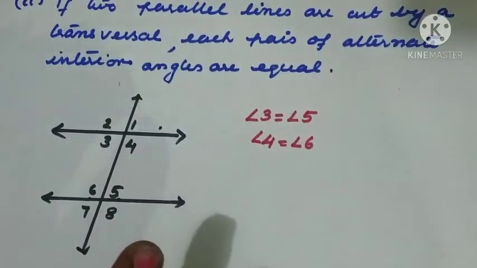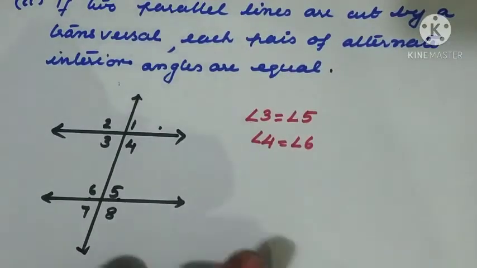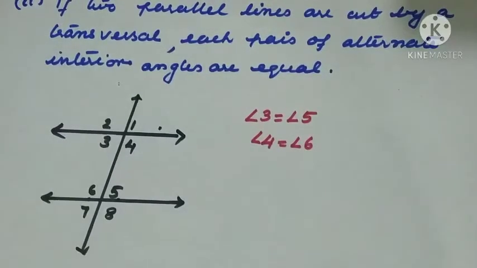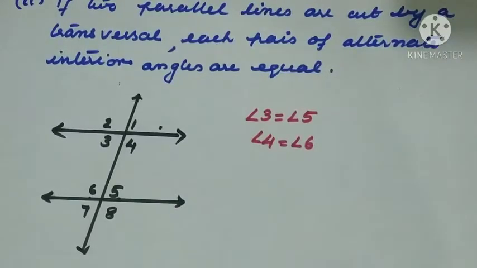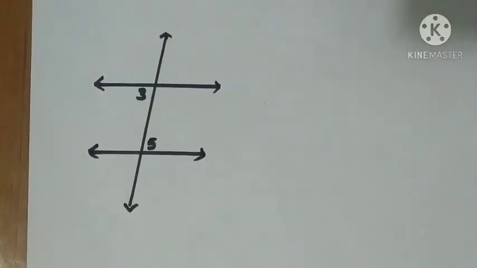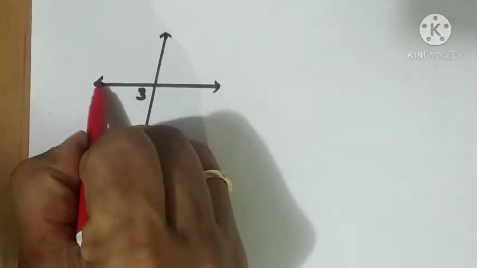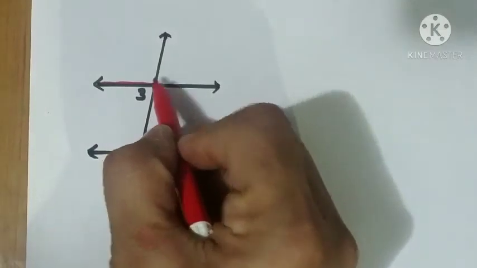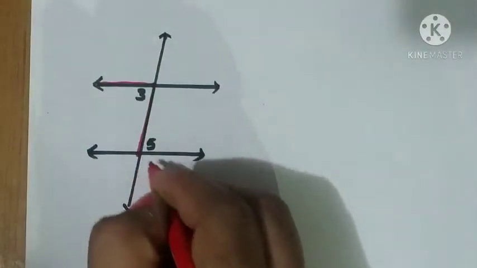If the lines are parallel, alternate interior angles are equal. So what did we learn before? Corresponding angles are equal. The next property is that alternate interior angles are also equal when two parallel lines are cut by a transversal. I have marked here two alternate interior angles, which are angles 3 and 5. Angle 3 is starting from here, and completing 5 here.